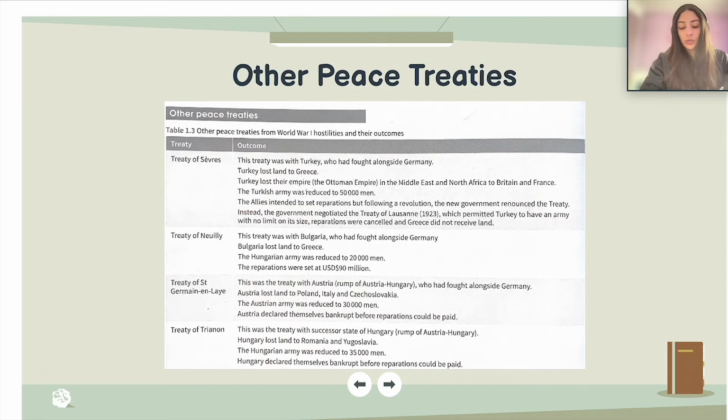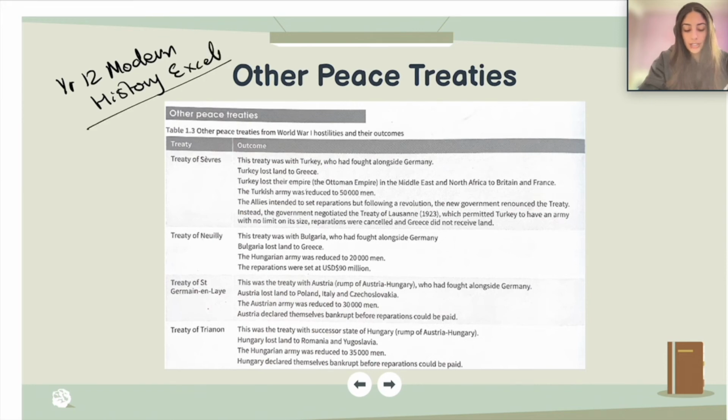And if you'd like to know where it's from, it's the Year 12 Modern History Excel textbook, and it's on page 10. So there's a bit more information on other treaties on page 10. So if you'd like to go have a look at those, by all means.